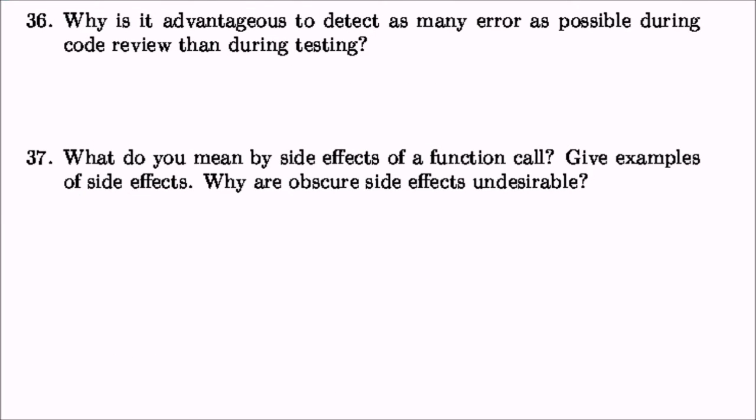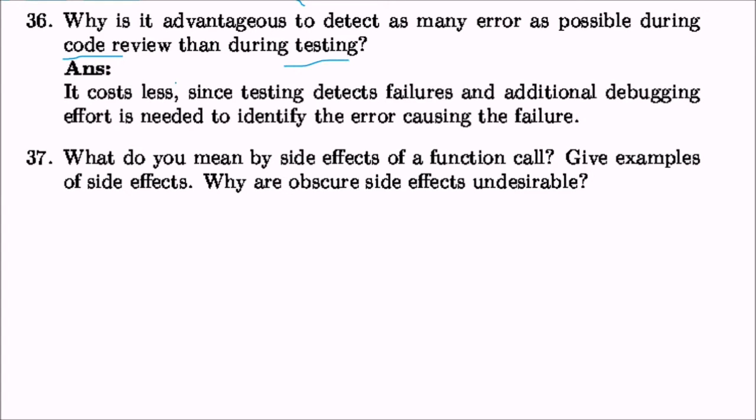36 is, why is it advantageous to detect as many errors as possible during code review than during testing? First of all, it would cost less because testing detects failures and additional debugging effort is required to identify the error causing the failure. So if it is done in code review and code inspection only, then the cost will be very less compared to testing and then going back to debug it.